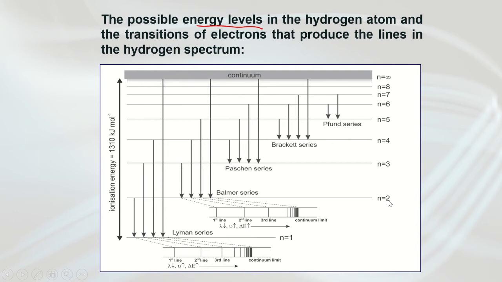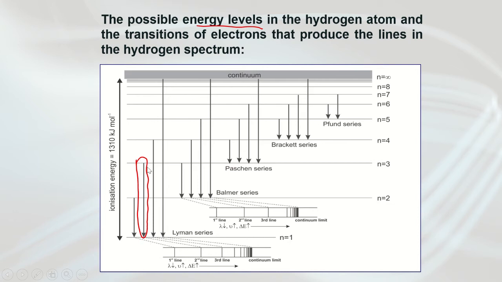As I mentioned earlier, when you are drawing the energy level diagram, please make sure that the difference between energy levels decreases as the principal quantum number increases. As n increases, the difference in energy between the energy levels decreases. So you can see here, the second line of the Lyman series involves the transition of electron from n equal to 3 to n equal to 1.